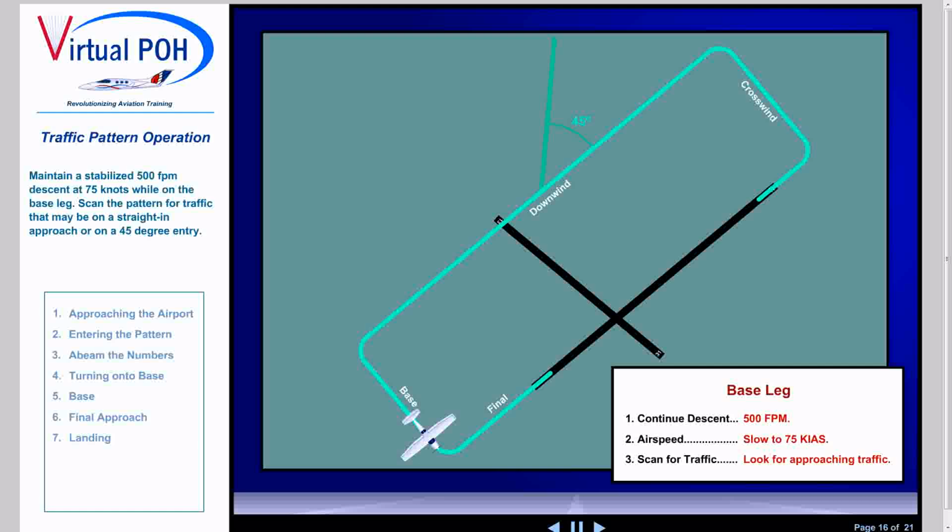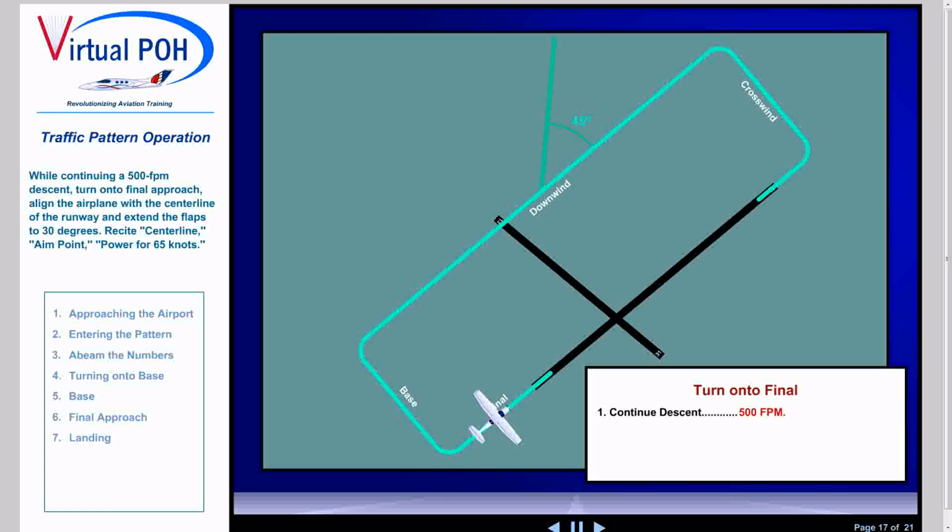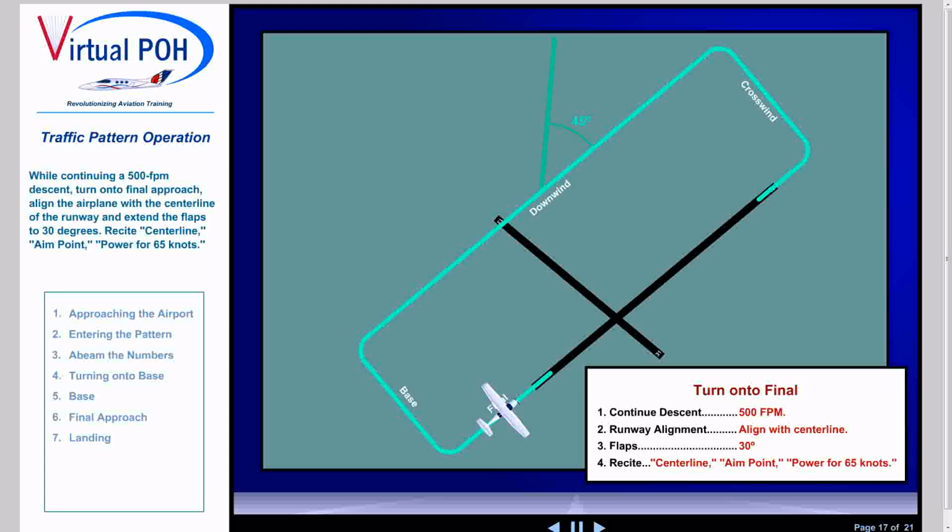Scan for traffic that may be flying a straight-in approach or on a 45-degree entry. While continuing on a 500 foot per minute descent, turn the aircraft onto final approach, align with the center line of the runway, and extend the flaps 30 degrees. Once the aircraft is established on final approach, recite centerline, aim point, power for 65 knots. Make power and pitch adjustments to achieve the desired glide path.